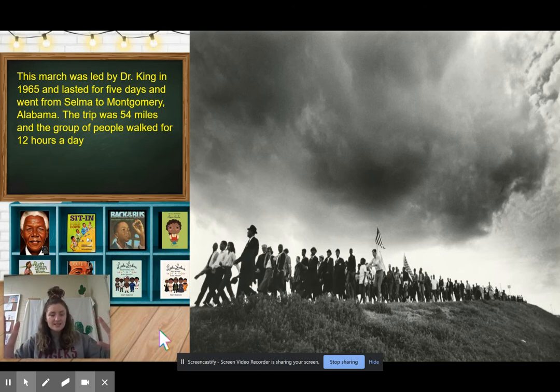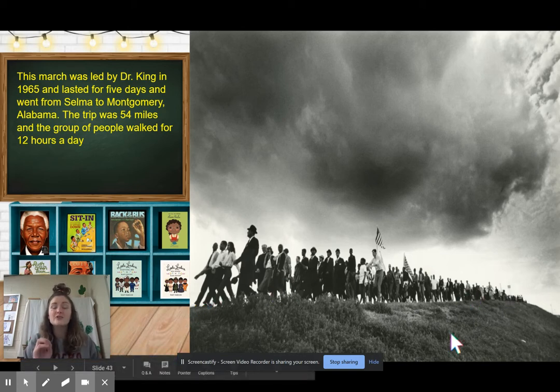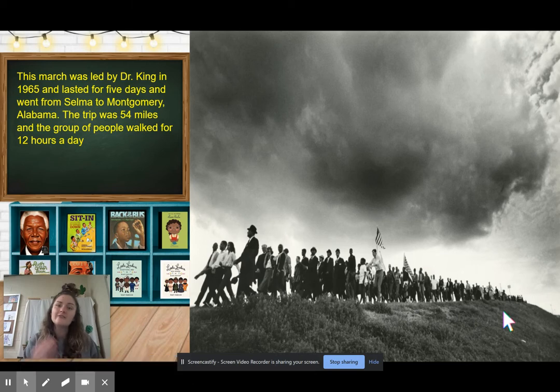Now, here's where it gets crazier. The trip from Selma to Alabama was 54 miles long. And the group of people walked for 12 hours a day. So we can't see an end to this line, but we know that these people were marching for what, Smarties? They were marching to end segregation.